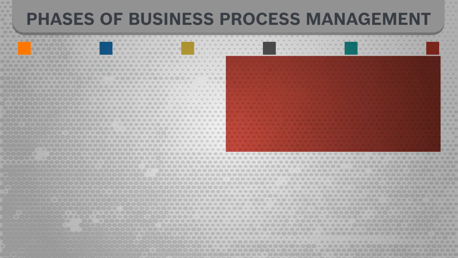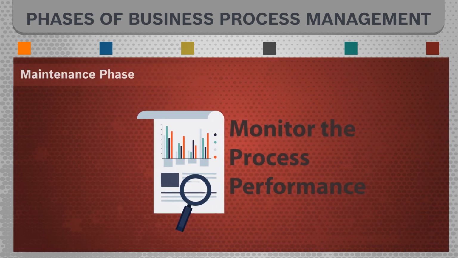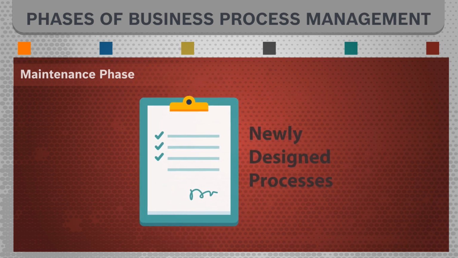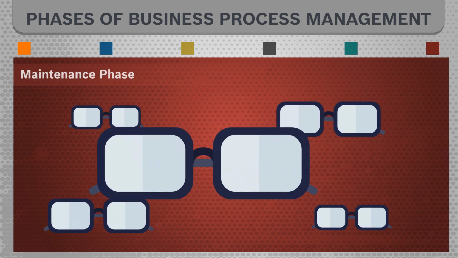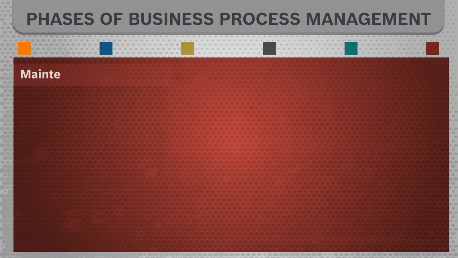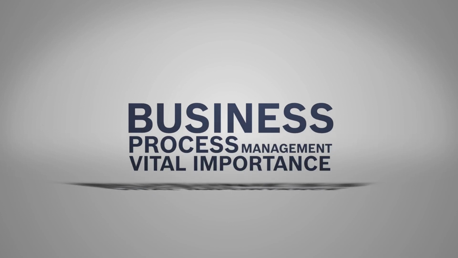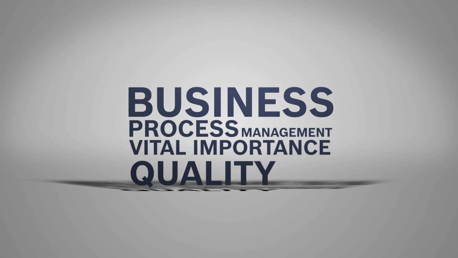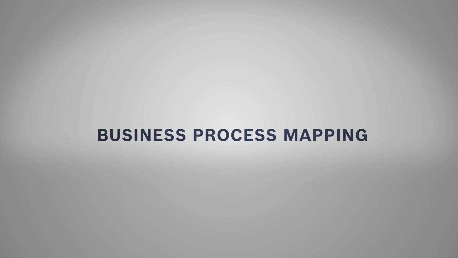Phase 6, maintenance phase. In this phase, it is important to monitor the process performance of the newly designed processes, as well as all existing processes. There should be a constant lookout of where processes can be improved further and on a continuous basis. In conclusion, business process management is of vital importance to the public service in order to ensure quality service delivery. Now that we have dealt with the institutionalization of business process management, let's look at one of the core elements: business process mapping.